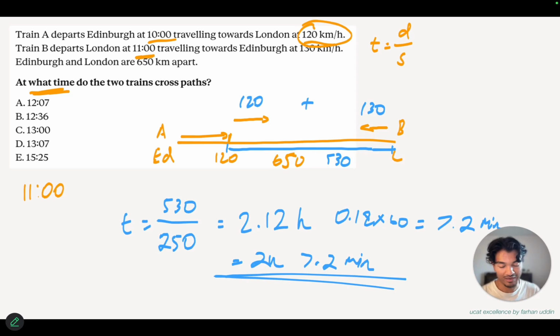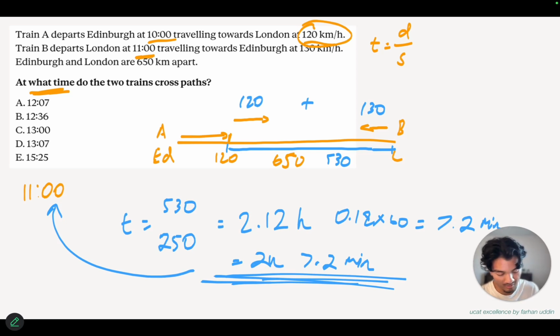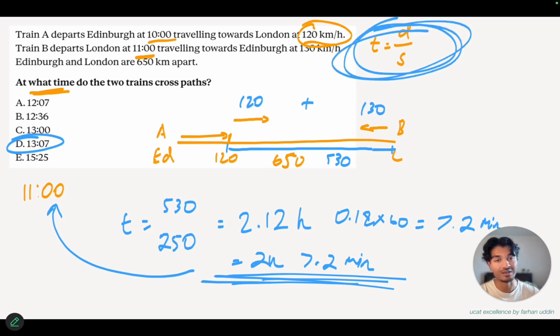Now, we actually have to answer the question, at what time do the two trains cross paths? So we know that this is 2 hours and 7.2 minutes from 11 o'clock, which is when B started. That's when we started this calculation using the number 5:30. And so the answer becomes when we add 2 hours and 7.2 minutes to 11 o'clock, which ends up being our answer of D in this case. So hopefully this example illustrates to you how to go about a more complicated speed, distance, time question like this. But as you can see, the principles always remain the same.